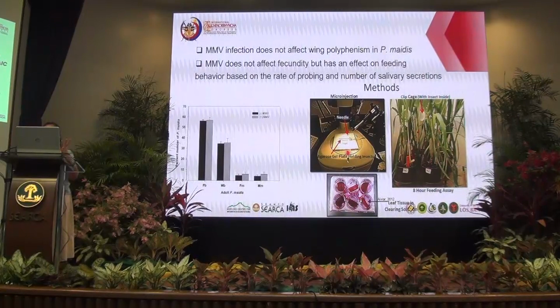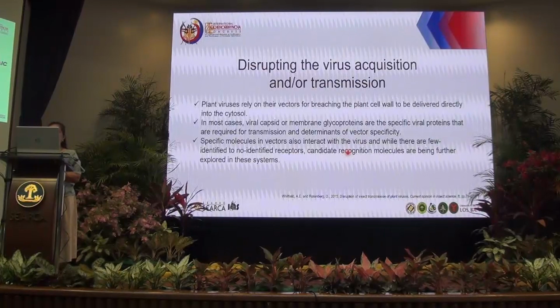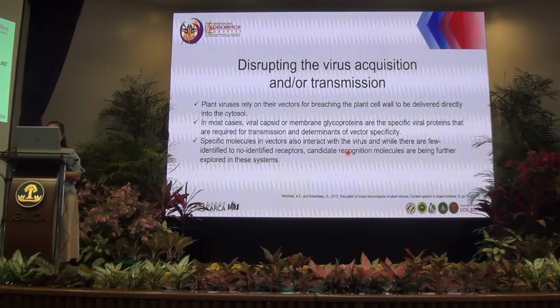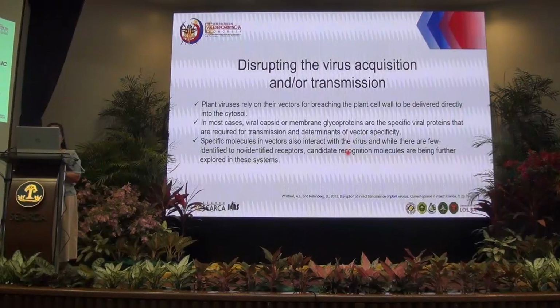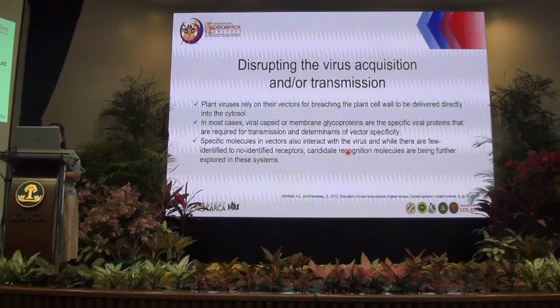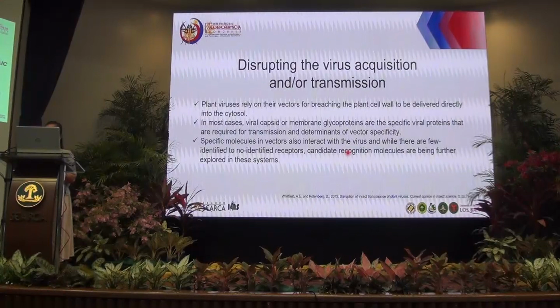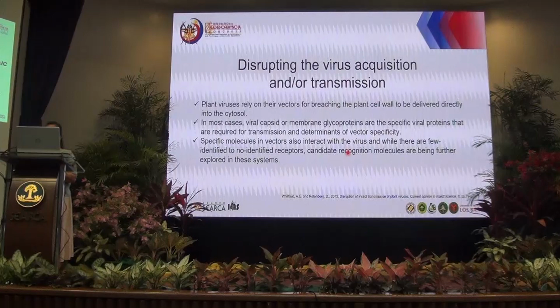We know that P. maidis transmits a plant virus in a persistent and propagated manner, and when we compare other insect vectors, we know that virus interactions with these vectors are diverse, but there are some commonalities. So the plant viruses rely on their vectors for breaching the plant cell wall to be delivered directly into the cytosol. In most cases, it is the viral capsid or the membrane glycoproteins that are the specific viral proteins required for transmission and determinants of vector specificity.